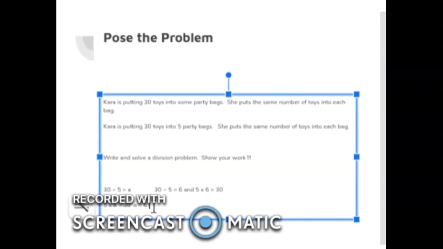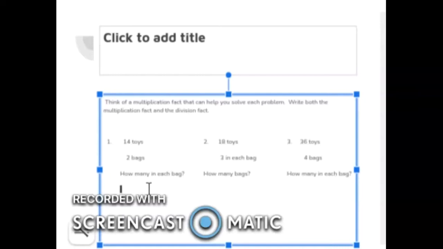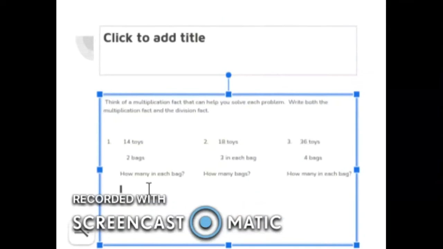So if you have a problem where you know the basic fact, it makes it much easier to solve the question. So in this particular situation, I'm only going to do the first one with you, and then I'm going to save the rest for later. You can work on those if you would like to see what you can come up with, because you're going to have to do that during the lesson work today, so it'll give you that practice that you need. But I want you to think of a multiplication fact that can help you solve each of the problems, right? Both the multiplication fact and the division fact.